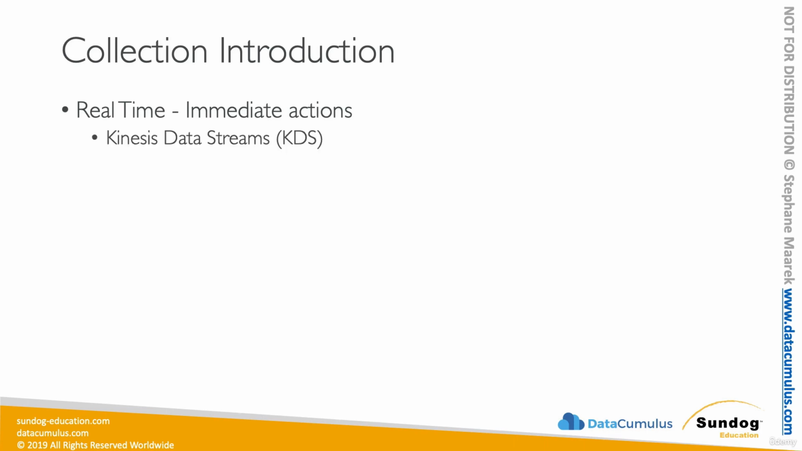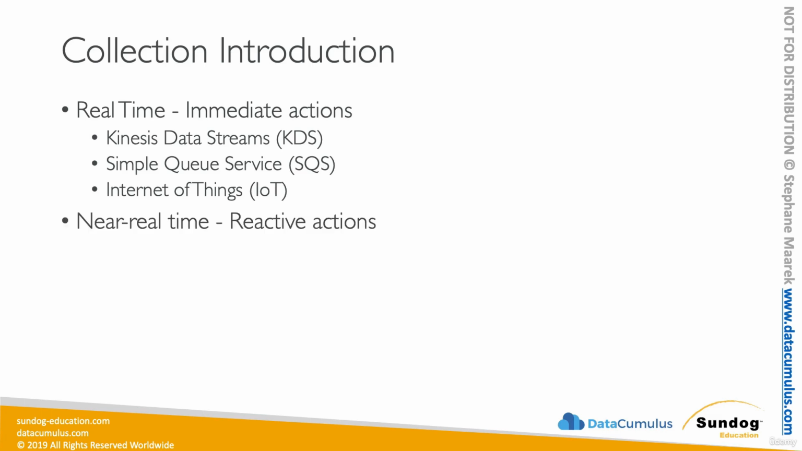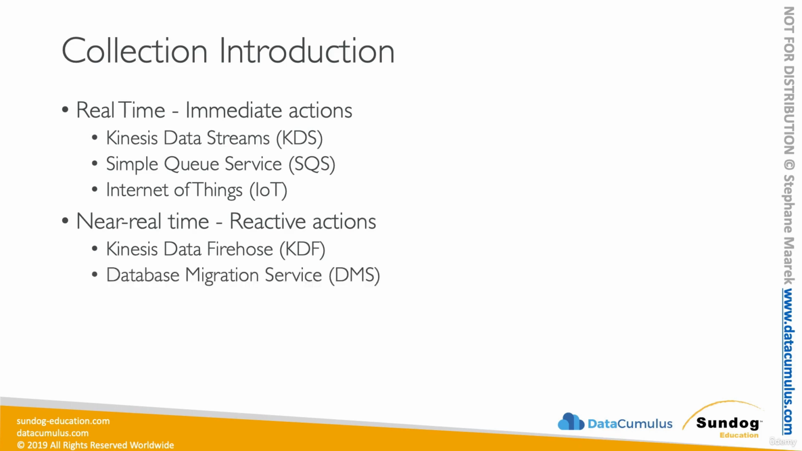For this, we'll go over Kinesis Data Streams, Simple Queue Service or SQS, and IoT for Internet of Things. All these services allow you and your applications to react in real time to events or data that is happening in your infrastructure. Now, there's a second way of collecting, which is near real time, which is more for reactive action instead of immediate. So what does near real time mean? Well, it means you will use Kinesis Data Firehose, and don't worry, all these things will be visited in this section, or the Database Migration Service.